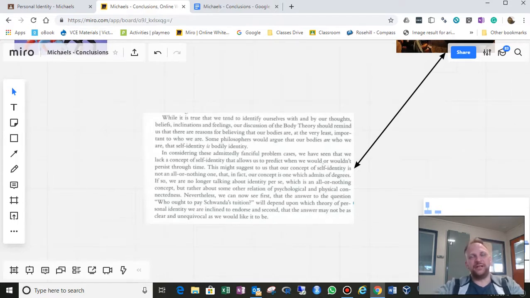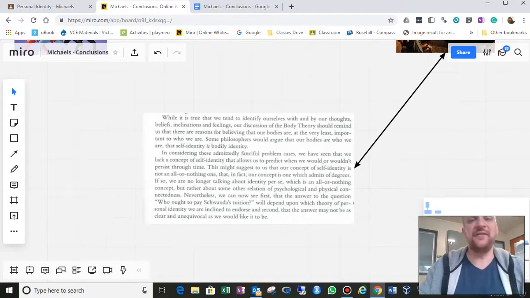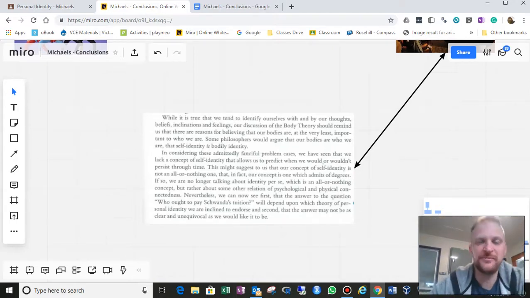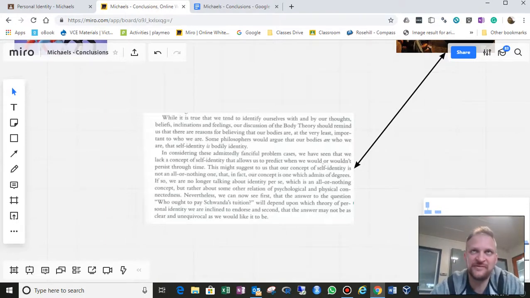So she's saying, look, if we try to find the perfect concept, it's still going to be problematic finding a concept that allows us to predict who we are going to be over time. And that's why I got you to do that APK, to really think about that issue.